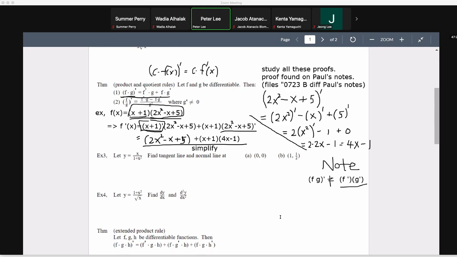Any questions about the product rule? The derivative of F times G is equal to F prime G plus F G prime. That's called the product rule of differentiation. Now, the second rule, the one below that, is called the quotient rule. So number 1 right here is called the product rule of differentiation, and number 2 right here is called the quotient rule of differentiation.